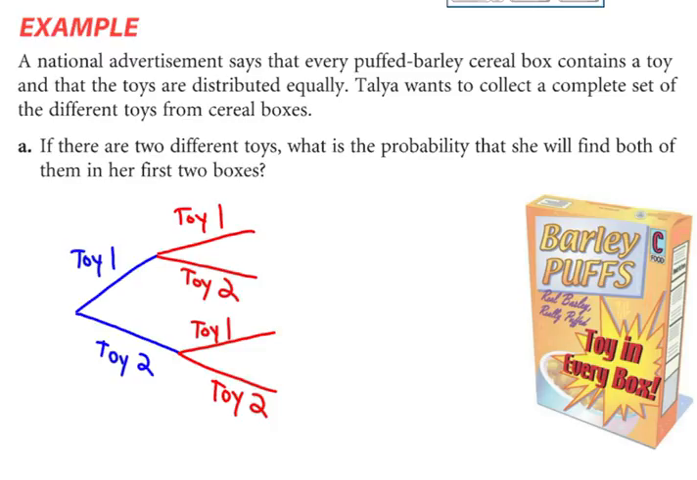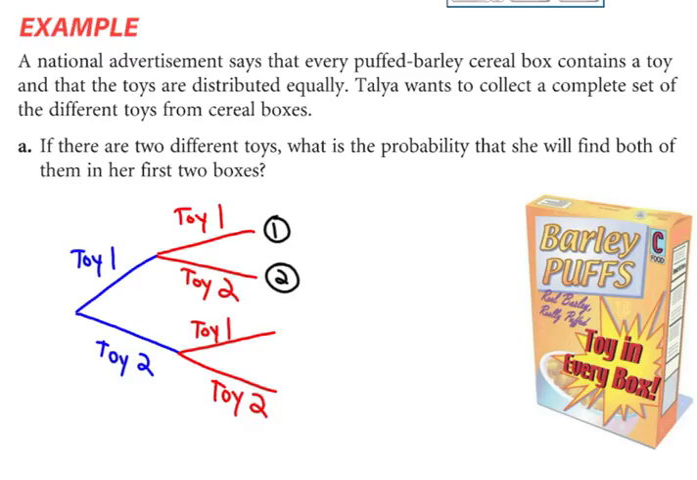Now we can actually answer the question. Find the probability that Talia gets both toys in her first two boxes of cereal. Well, we have 4 different outcomes here. The first outcome is she gets toy 1 in the first box of cereal and toy 1 again in the second box of cereal. That's obviously not going to work for her, right? The second possible outcome is that she gets toy 1 in the first box of cereal and toy 2 in the second box of cereal. That's going to work for her. She's now gotten both toys in the first 2 boxes of cereal.